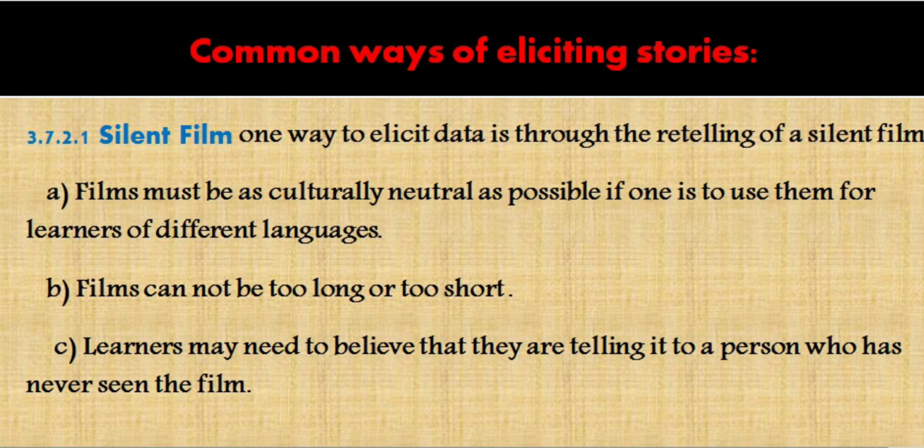Common ways of eliciting stories. Silent films: one way to elicit data is through the retelling of a silent film. The film must be as culturally neutral as possible if one is to use it for learners of different languages. The film cannot be too long or too short, and learners may need to believe that they are telling it to a person who has never seen the film.